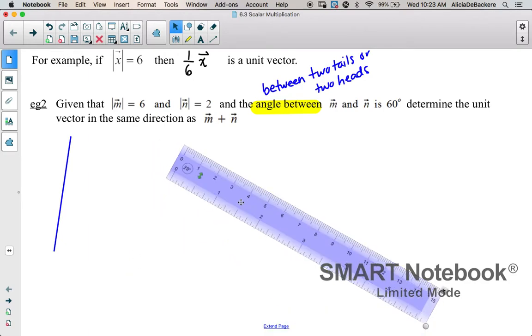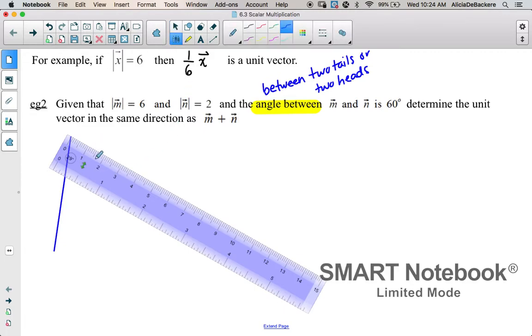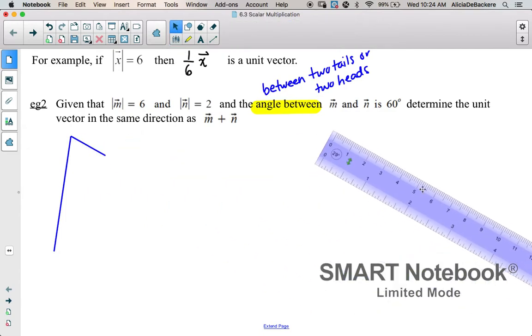Now the angle between m and n is 60 degrees. Now I'm not going to check your angle here, but this angle here, I'm looking starting at the line I just drew to this far edge of the ruler. It should definitely be between 45 and 90 degrees. That's what I'm going to be looking for. You know that it's more than 45, but it is less than 90. And over here I'll draw something about 2 units long. All right, so I've got my drawing.